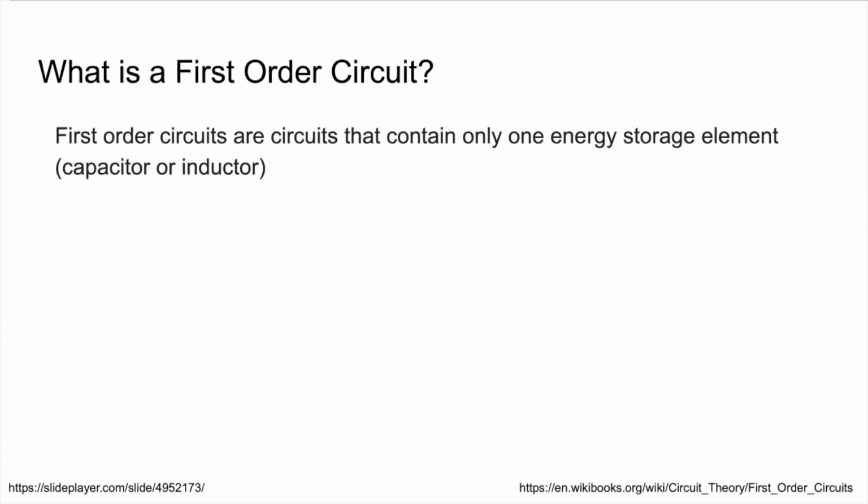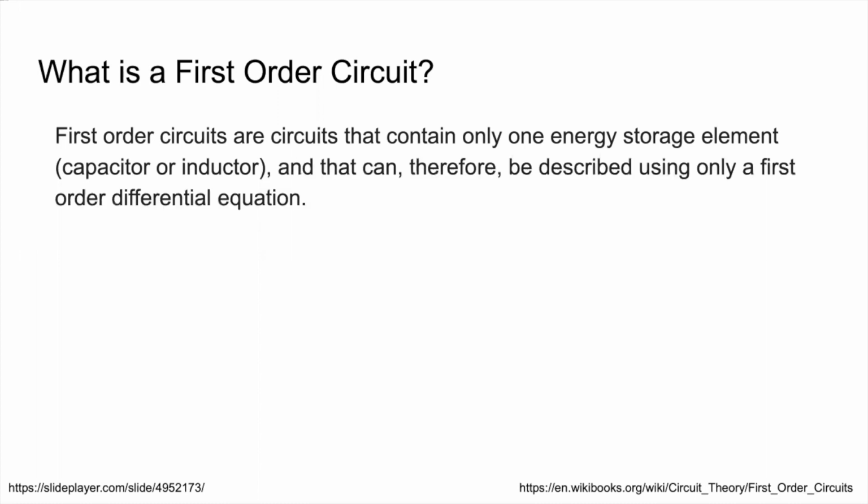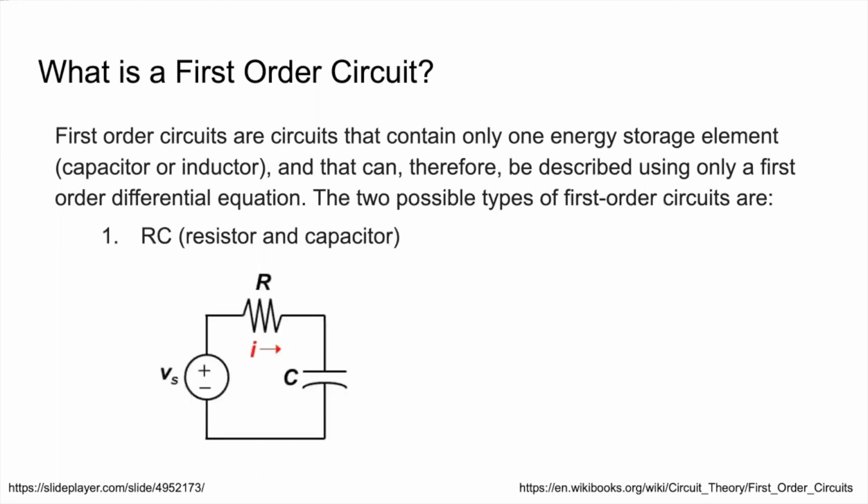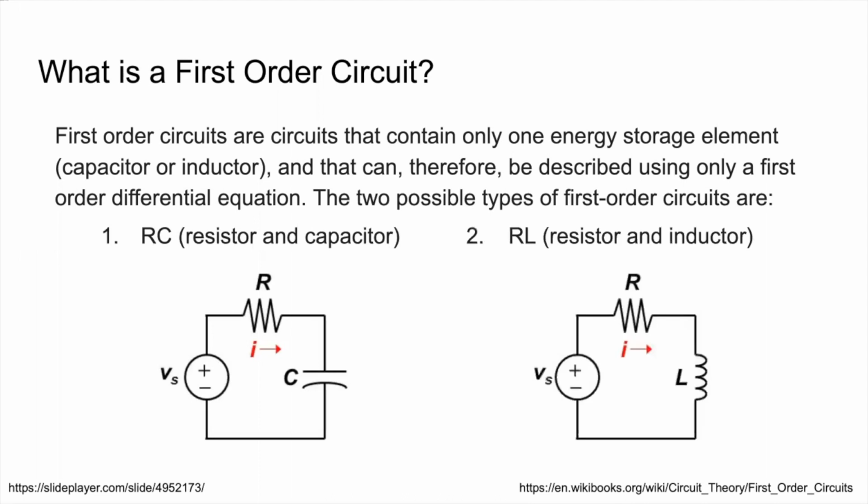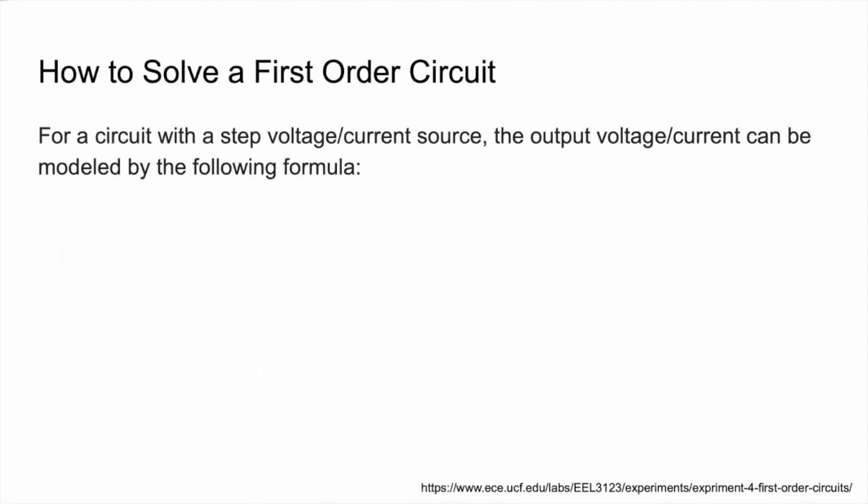So to begin, what is a first-order circuit? A first-order circuit is a circuit that contains only one energy storage element, be it a capacitor or an inductor, and that can therefore be described using only a first-order differential equation. There are two possible types of first-order circuits: an RC circuit formed by a resistor and a capacitor, and an RL circuit formed by a resistor and an inductor.